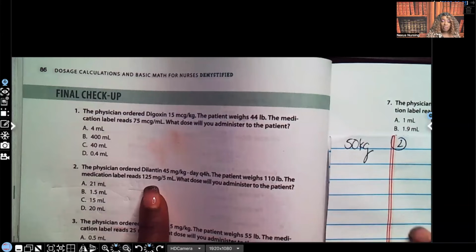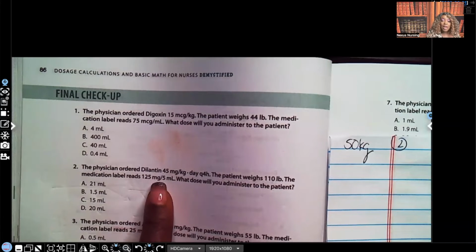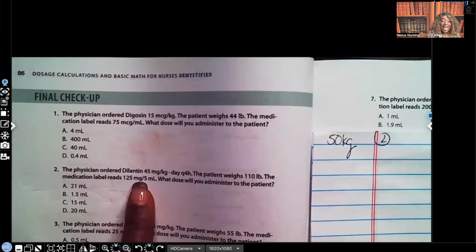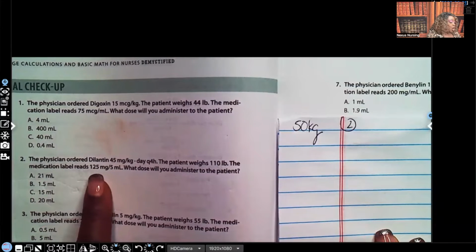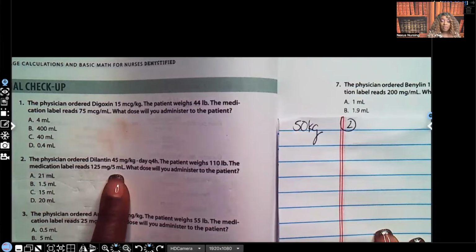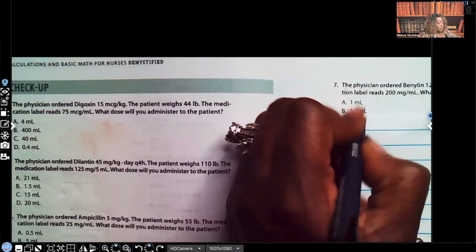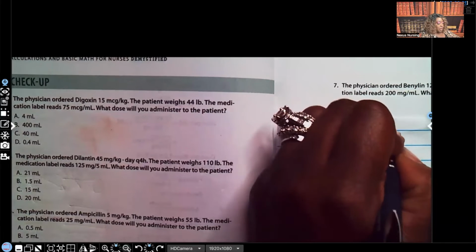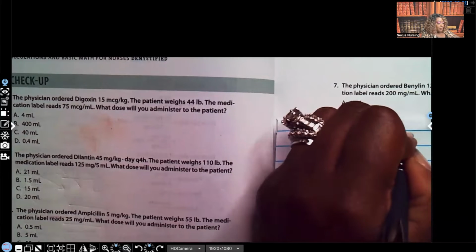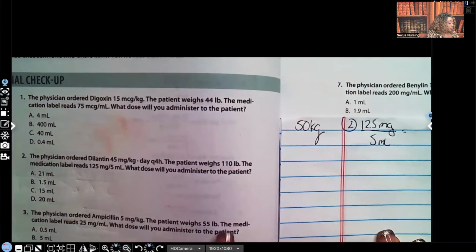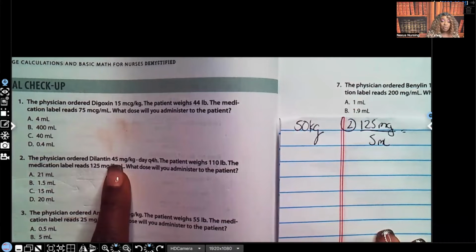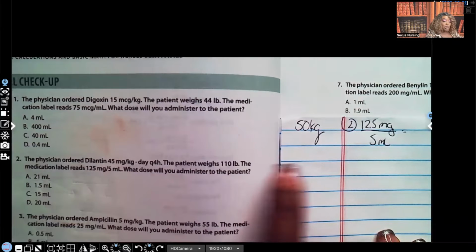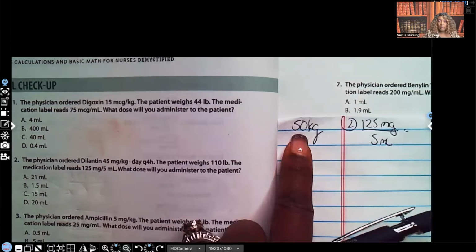Next, we're going to set up our problem. Remember, we always start with what we have, which is what is on the label. The label reads 125 milligrams over 5 mL. Write it down. That equals what's ordered, 45 milligrams per kilogram. So all we have to do is multiply the milligrams, 45, times our kilograms, 50. 45 times 50.